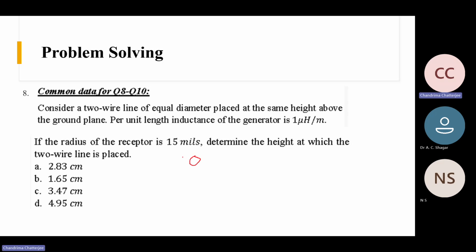So suppose this is the generator and this is the receptor. They are placed at the same height from the ground plane. So let's say the height is h, and here also the height is h.